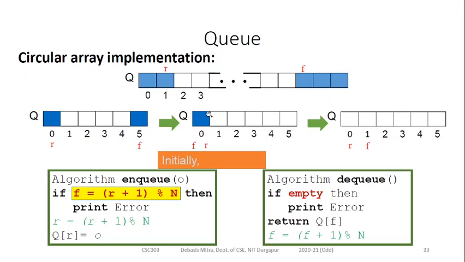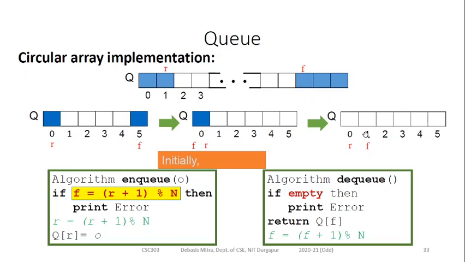Then in order to make this array empty, we need one more dequeue. Let's say we dequeue this element also. Then the situation will be represented as in the rightmost figure. F will be incremented to 1, R will remain at 0, and there will be no real object in the array. Everything will be garbage. And obviously this F greater than R is holding. Okay, so it's fine.